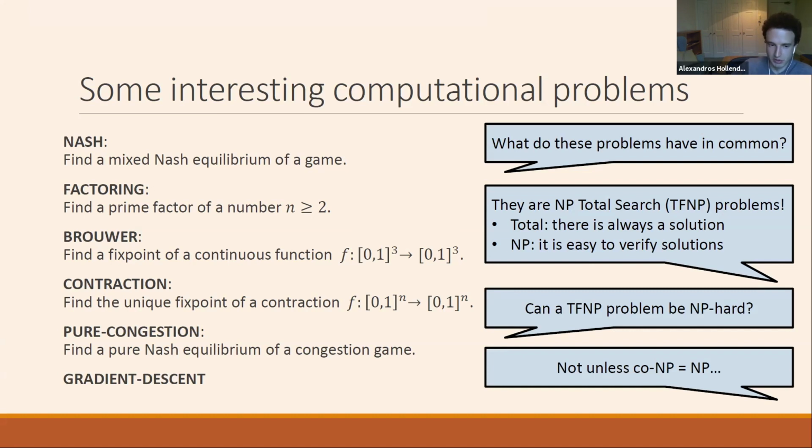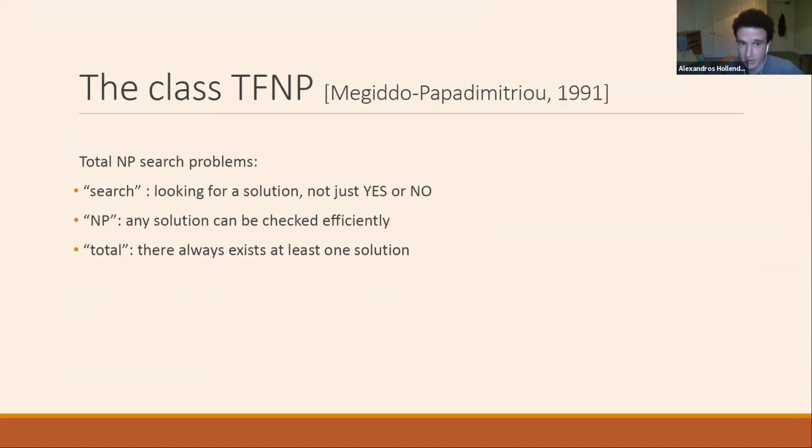So let me explain this in a bit more detail. This class TFNP was defined by Megiddo and Papadimitriou in '91. It's the class of total NP search problems. And so there are three things to remember. First of all, these are search problems as opposed to decision problems. Here we're looking for a solution, not just a yes/no answer. They are in NP in the sense that the candidate solution can be checked in polynomial time, and they are total. There's a mathematical guarantee that for any instance, there exists at least one solution.